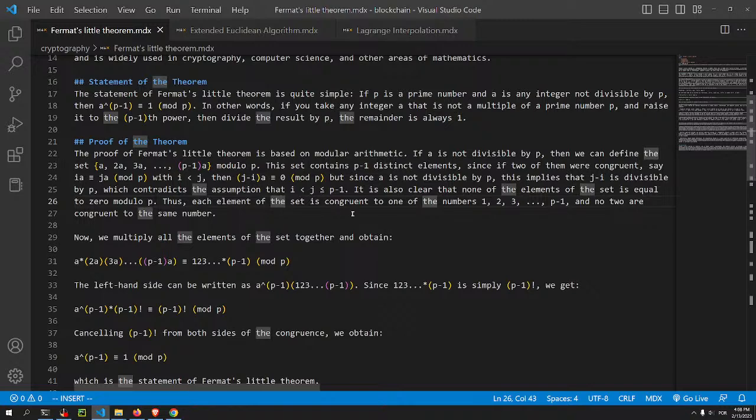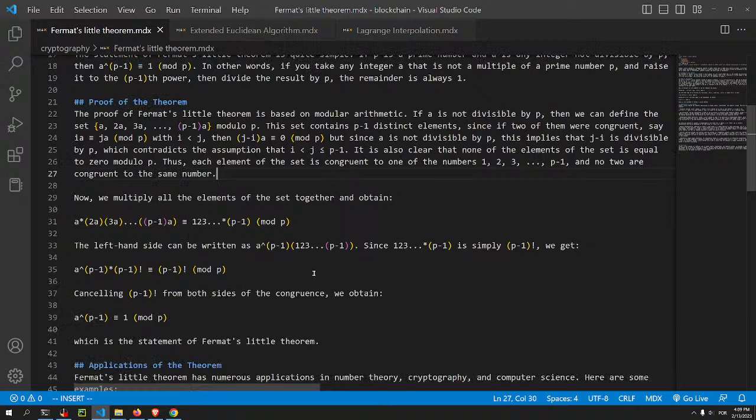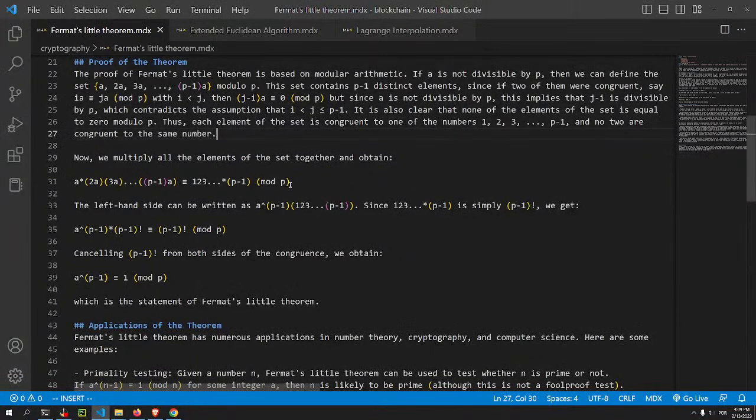It's also clear that none of the elements of the set is equal to 0 modulo p, because each element of the set is congruent to one of the numbers 1, 2, 3, up to p minus 1, and no two are congruent to the same number. Now we multiply all the elements of the set together and obtain this. The left hand side can be written as this.